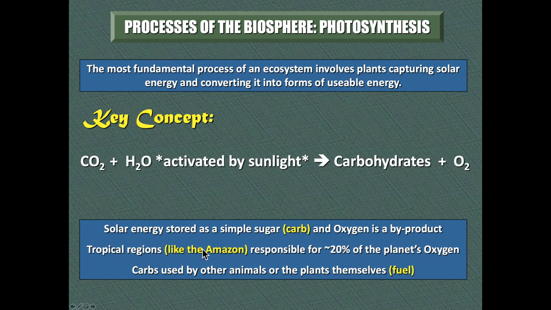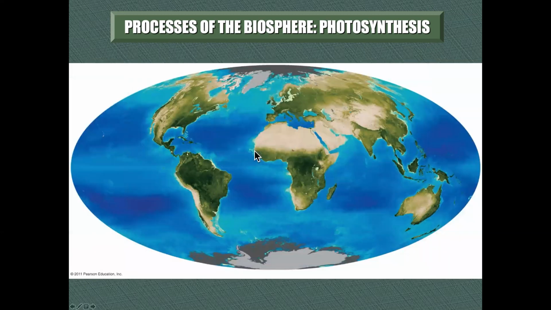Tropical regions like the Amazon have lots and lots of this going on at all times. Okay. Whereas deserts, what's lacking in the desert? This. Even though you may have plenty of that. So these are places where photosynthesis is active. The darker green, or the greener it is, the more photosynthesis is happening.